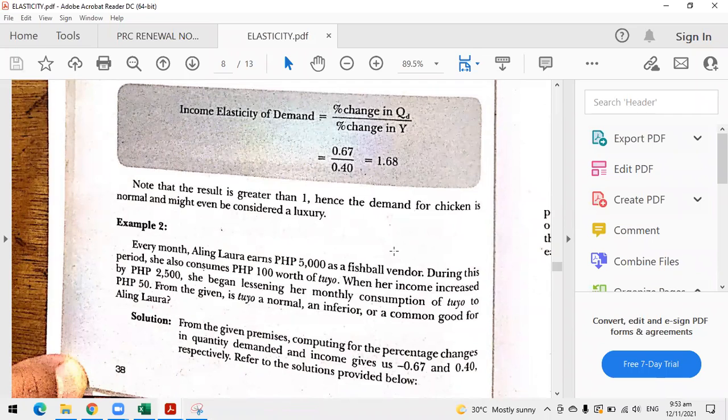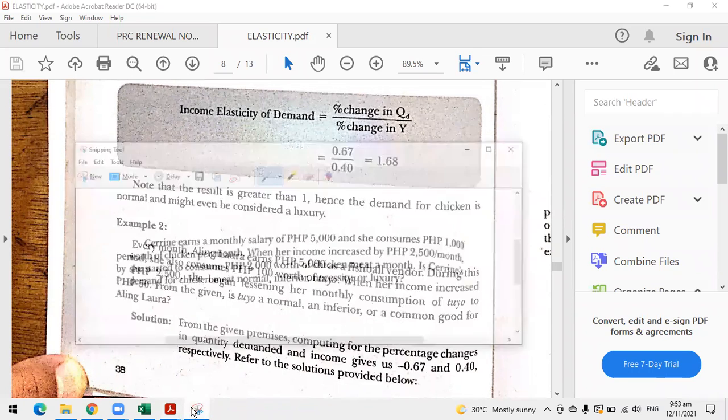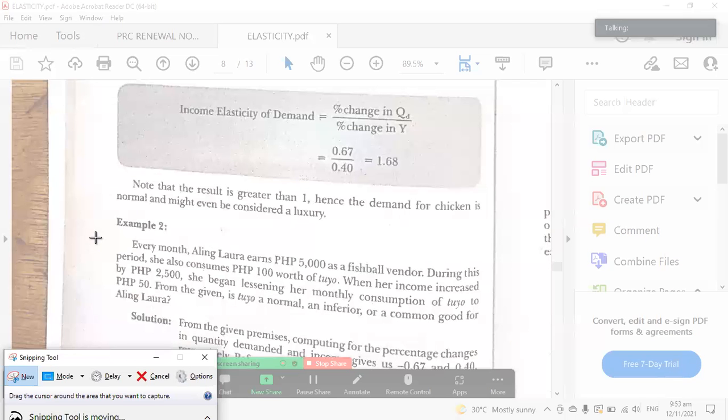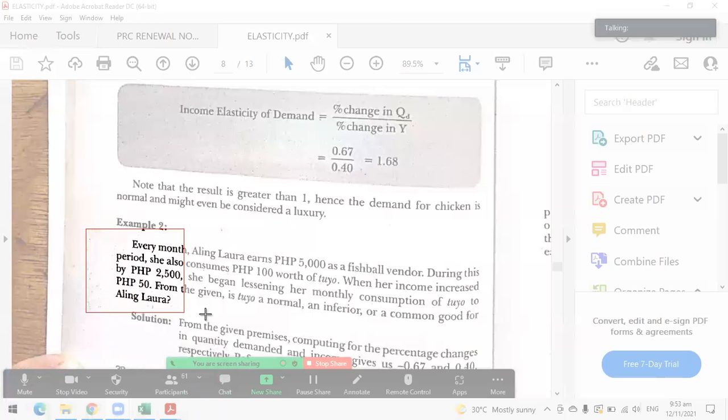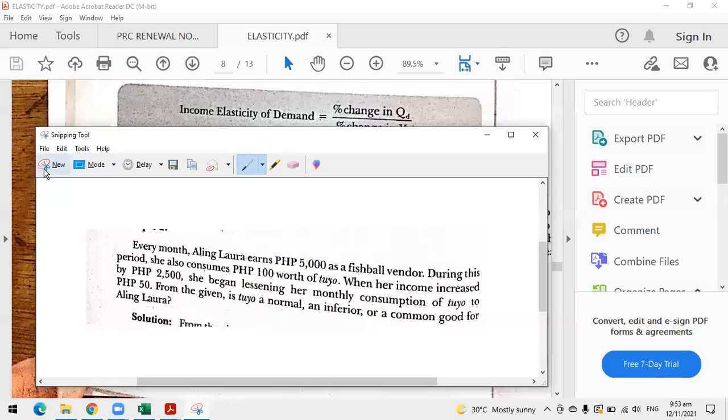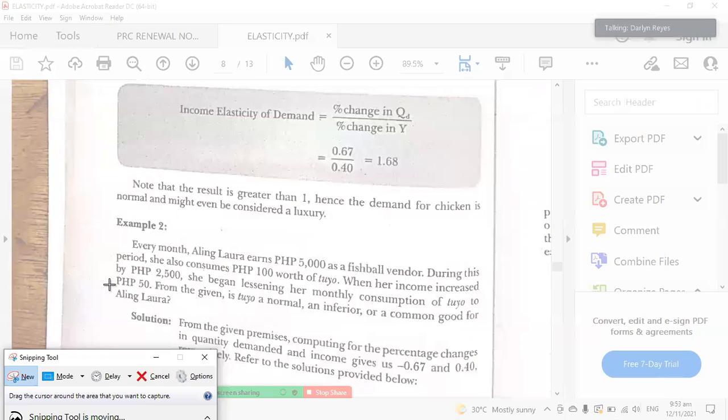Pag inferior. So check natin to. Example number 2, si Laura. Si Laura naman po ito. So si Laura, check natin si Laura. So ito medyo hindi maganda na example ito.